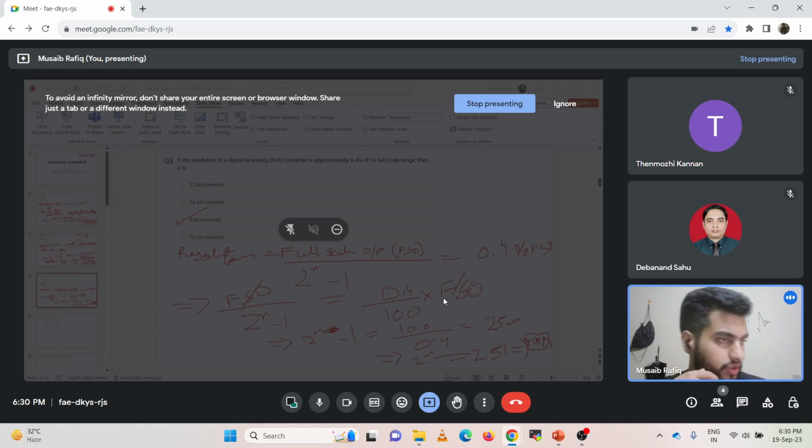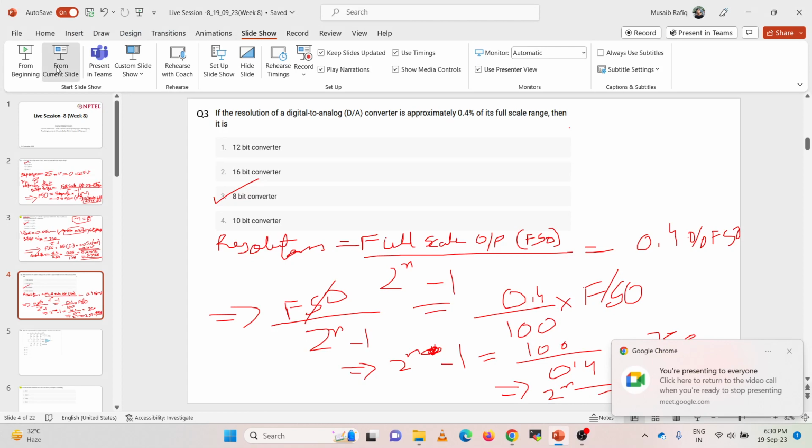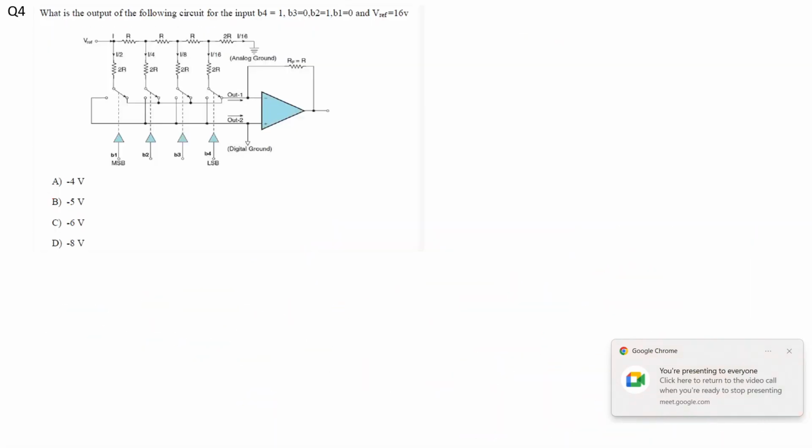So this was question number 3. Now we can move forward to question number 5, 4, I guess. Yeah. So question number 4 asks us, what is the output of the following circuit for the input B4 equal to 1, B3 equal to 0, B2 equal to 1, and B1 equal to 0.